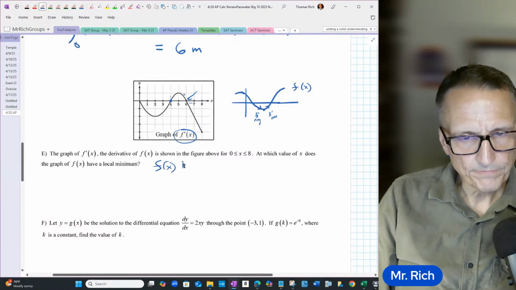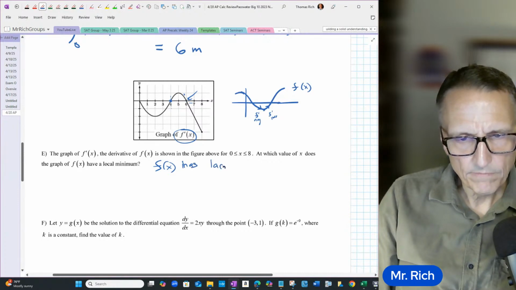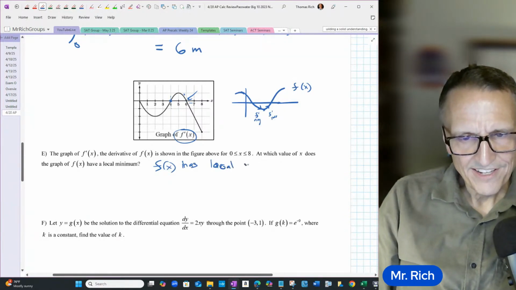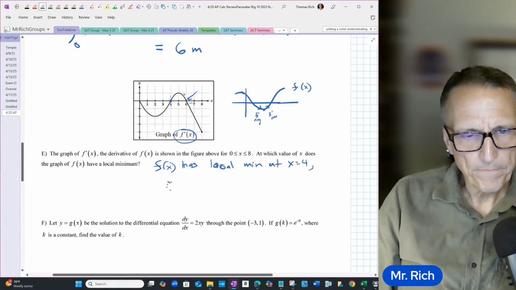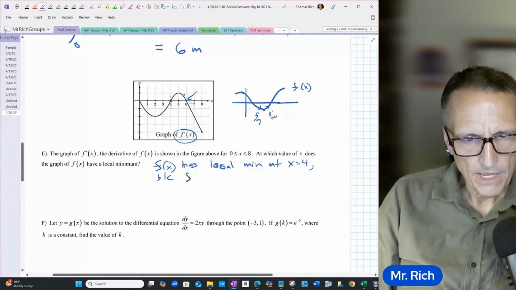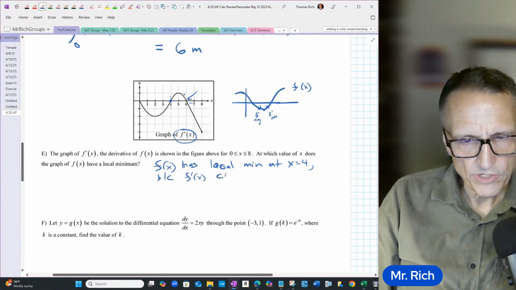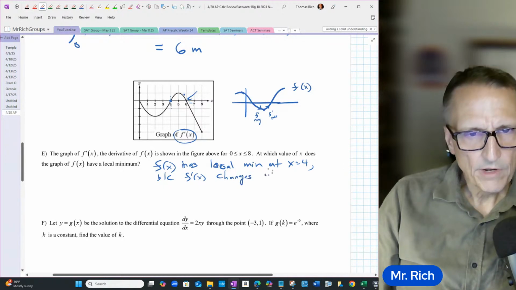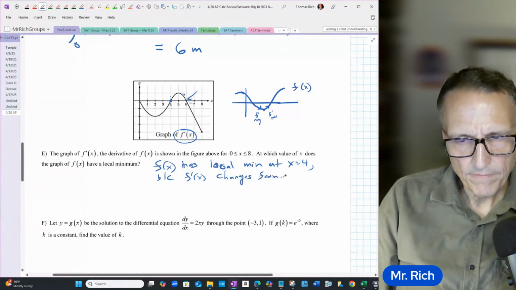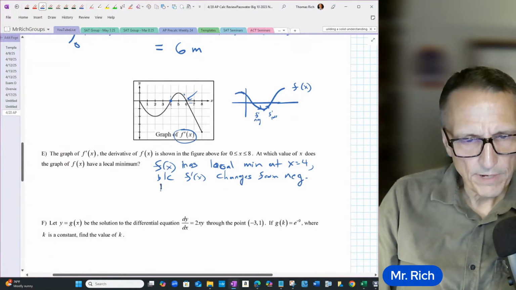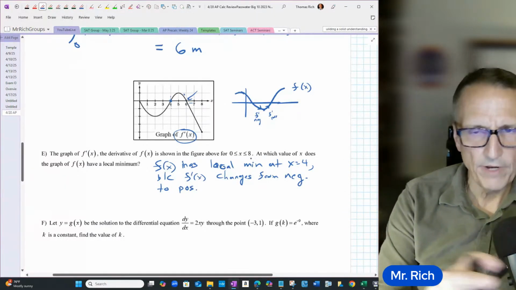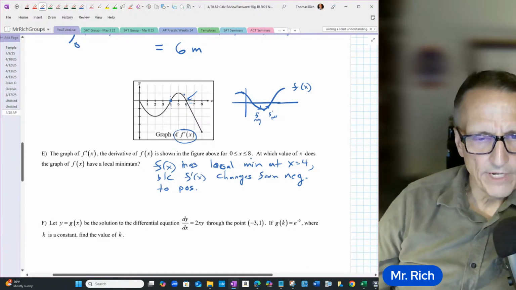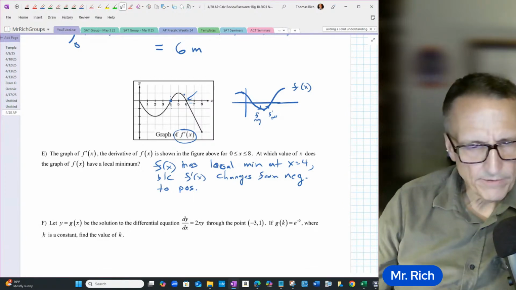f of x has a local min at x equals 4 because f prime of x changes from negative to positive. That's all that you need to state. The implication when we say changing from negative to positive means as we're moving from left to right, the derivative changes from being a negative value to a positive value.